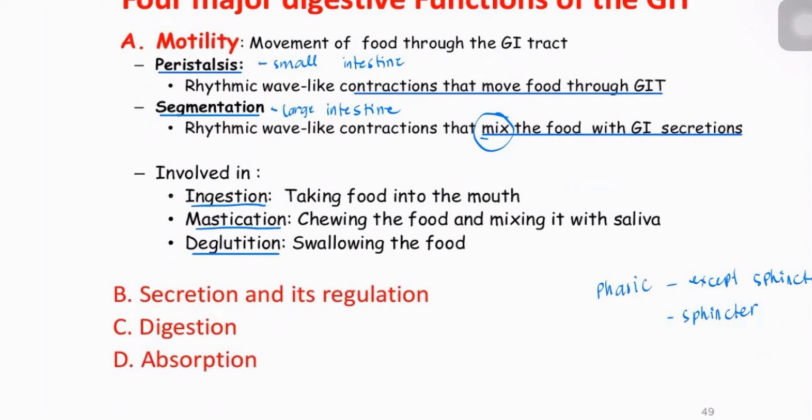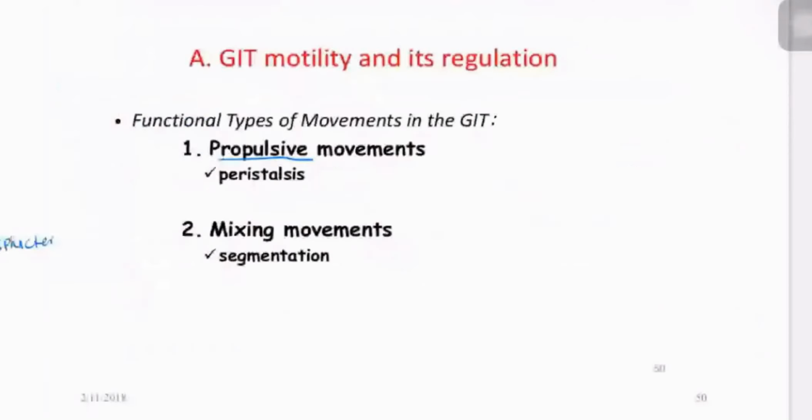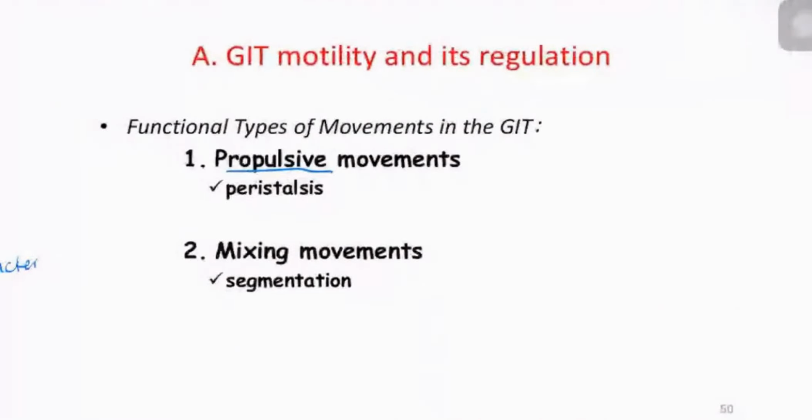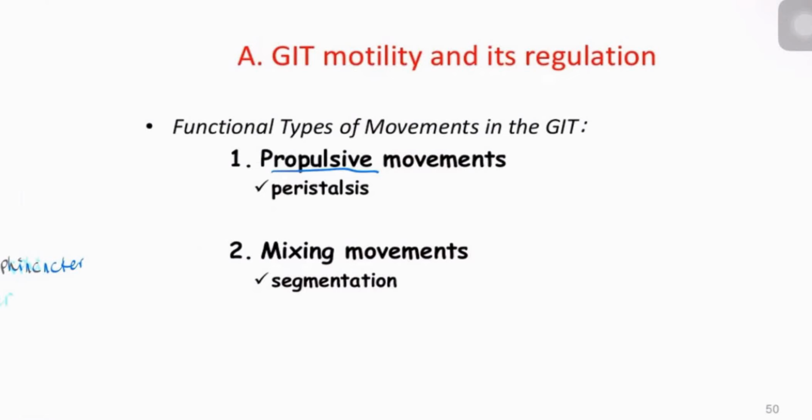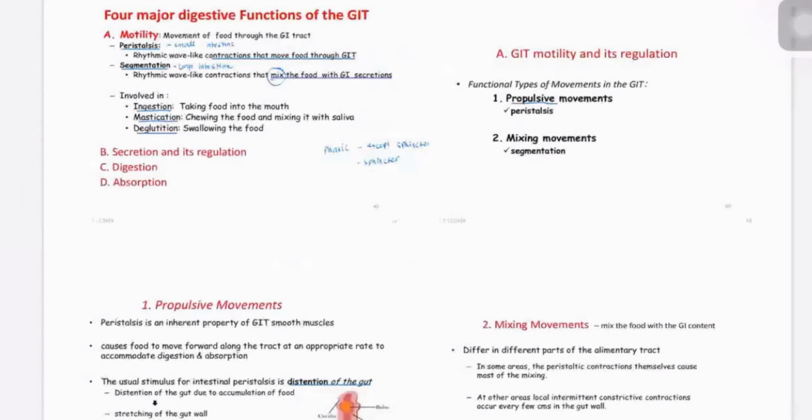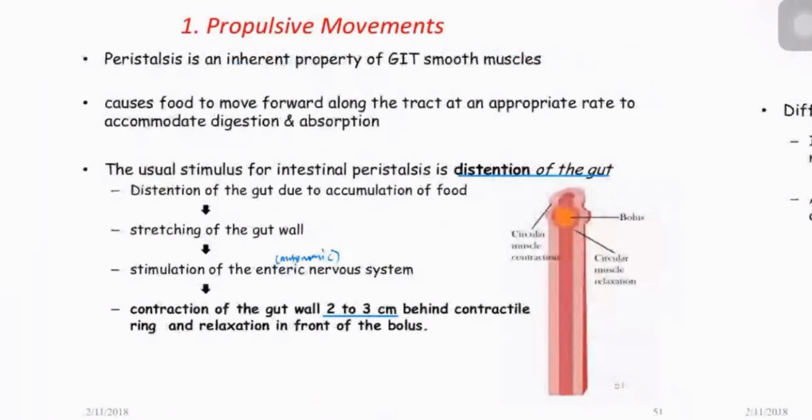Okay? So, in your motility, we have types of movement. Nasabi natin kanina, peristalsis and segmentation. In your peristalsis, we have propulsive movement. In your segmentation, it's your mixing movement. Okay, let's discuss further about the movements.